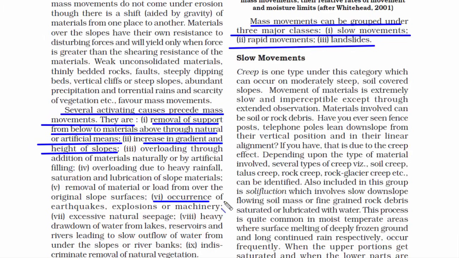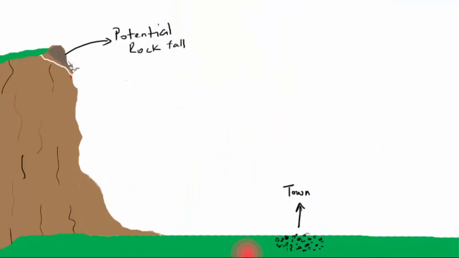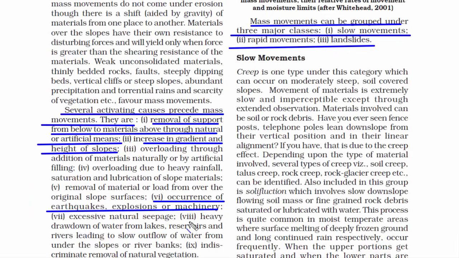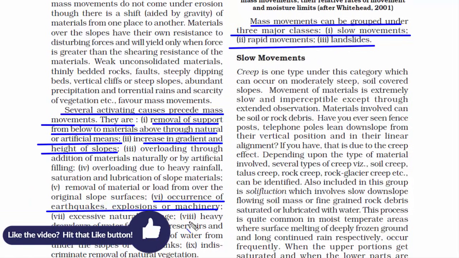The third reason is occurrence of earthquakes, explosions or machinery. Now earthquake is also a reason wherein the shock vibration travels through the earth material, making it unstable. Explosion and machinery are artificial ways of inducing that vibration.